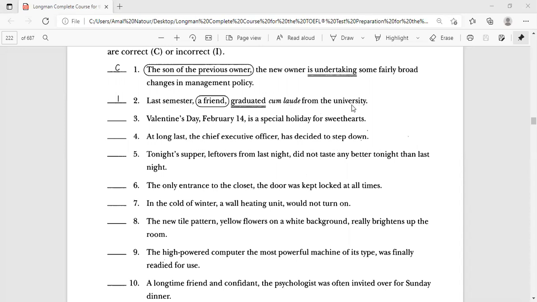Okay, then here I need a subject and the subject is missing, because last semester here is an adverb, and it is not the subject, and here a friend is an appositive and it is not the subject. Then here a subject is missing. Let's see number 3, 4, 5, and 6, 7, 8, and 9, 10. Complete them together. I will give you 5 minutes to think about them and then answer them together.